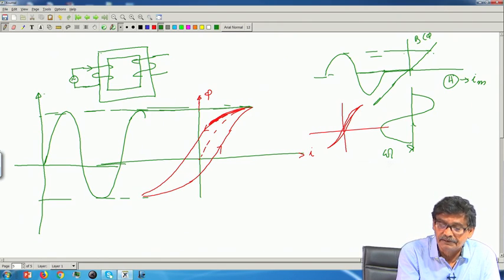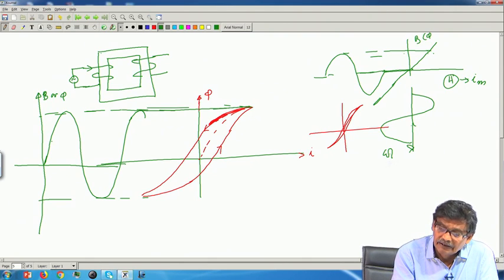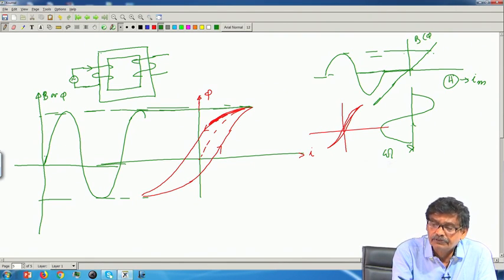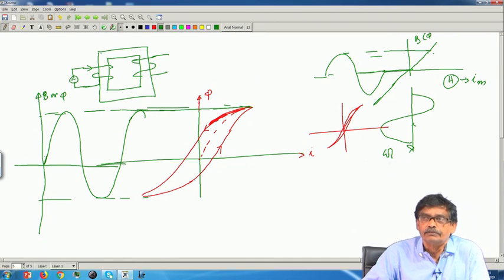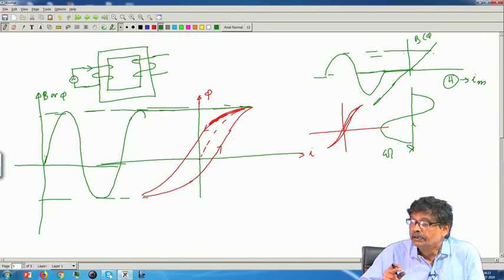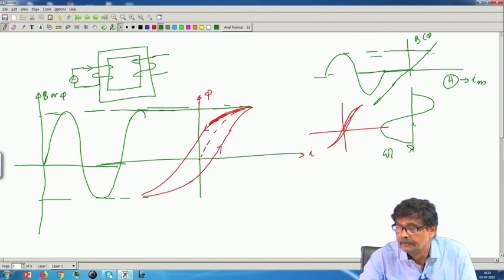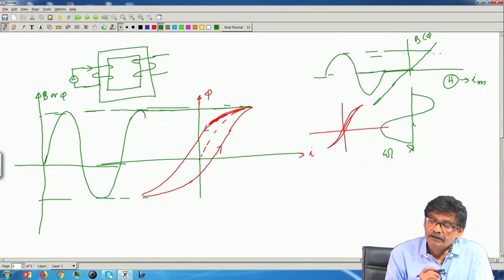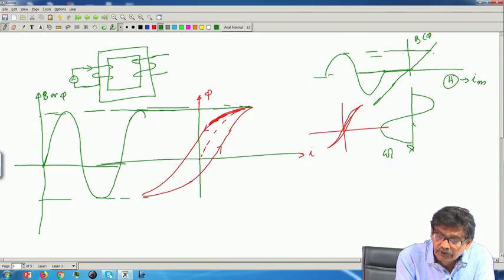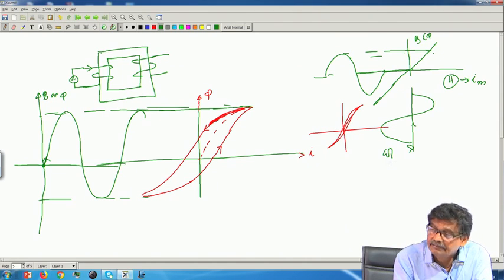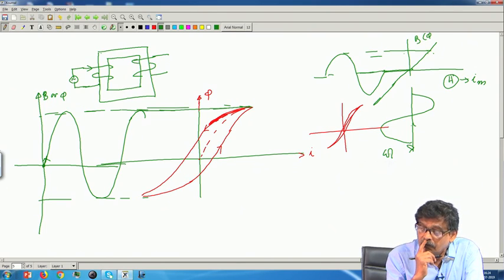Suppose this is B or phi. Suppose I want to create a sinusoidal flux, what should be the nature of the current? I now know it cannot be purely sinusoidal, because it is not a linear relationship. For example, when B is 0 at this point and it is increasing, where from should I read the value of the current? This is omega t equal to 0, say. B is increasing.